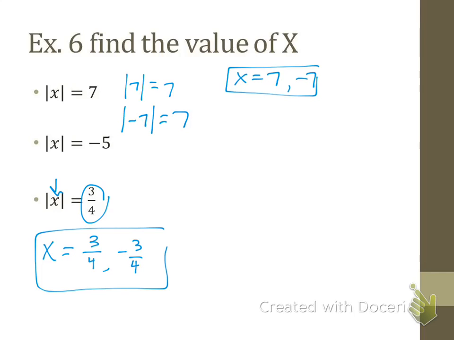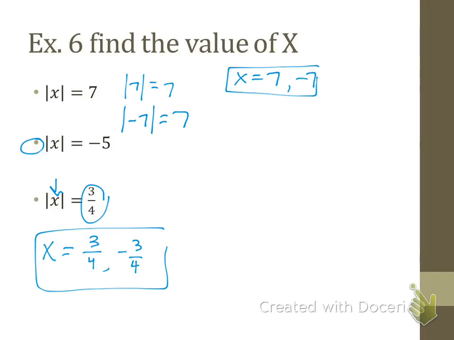All right, now let's look at the middle one. Let's go back to the middle here. This is tricky. How do I ever get a negative answer? Mary? By having a negative on the outside. Very good. By having a negative on the outside of the absolute value bars. Do I have a negative on the outside of the absolute value bars? No.